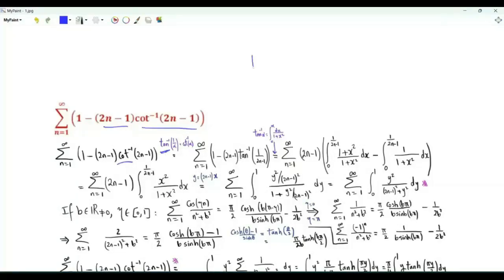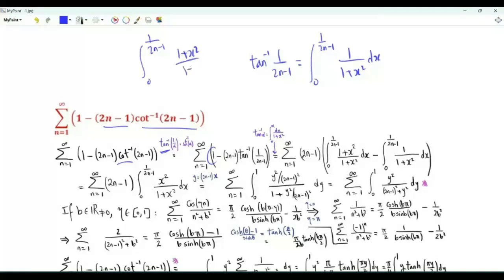The inverse tangent of 1 over 2n minus 1 is the integral of x from 0 to 1 over 2n minus 1, of 1 over 1 plus x squared. We can write this as the integral from 0 to 1 over 2n minus 1 of (1 plus x squared) over (1 plus x squared). This integral is equal to 1 over 2n minus 1.